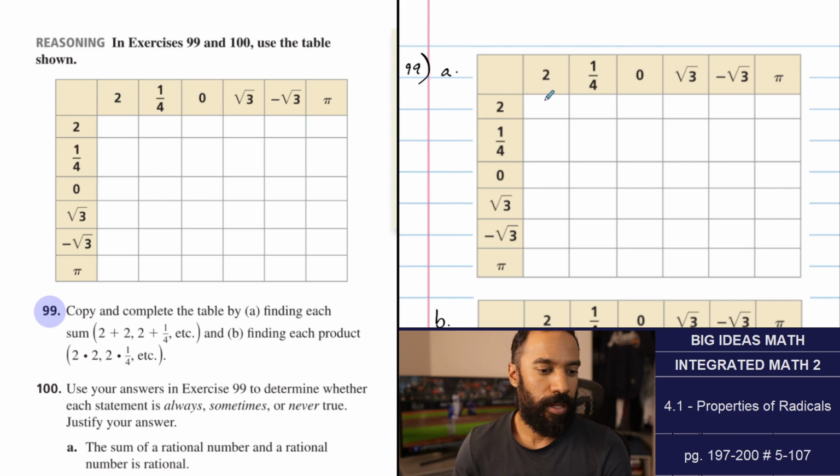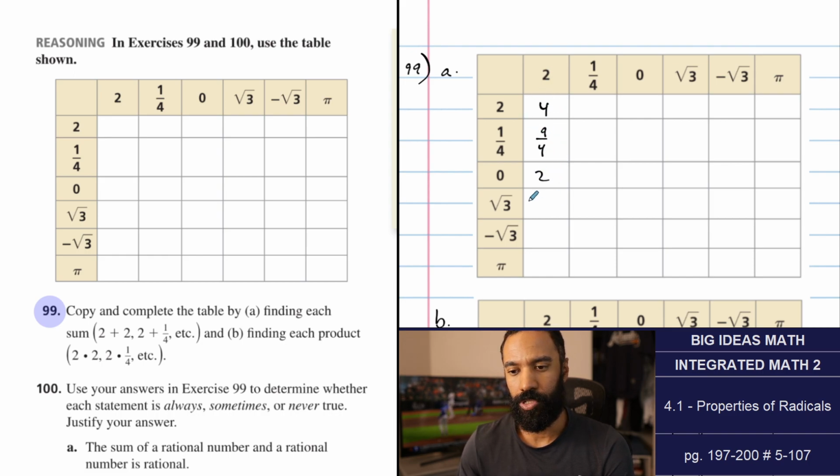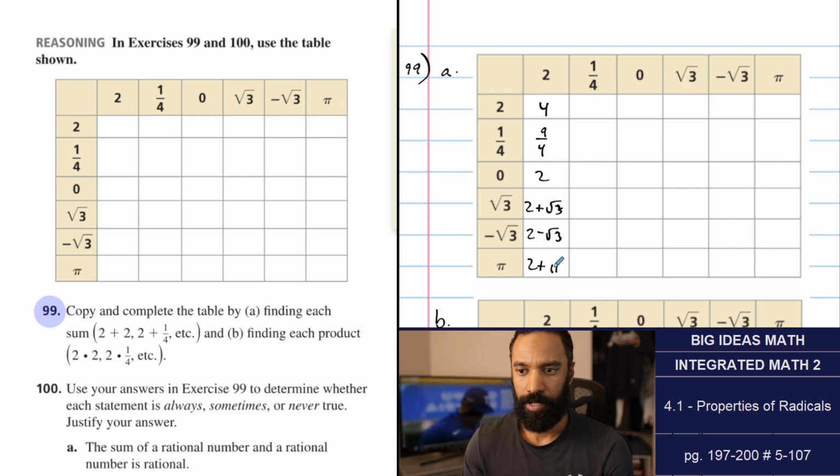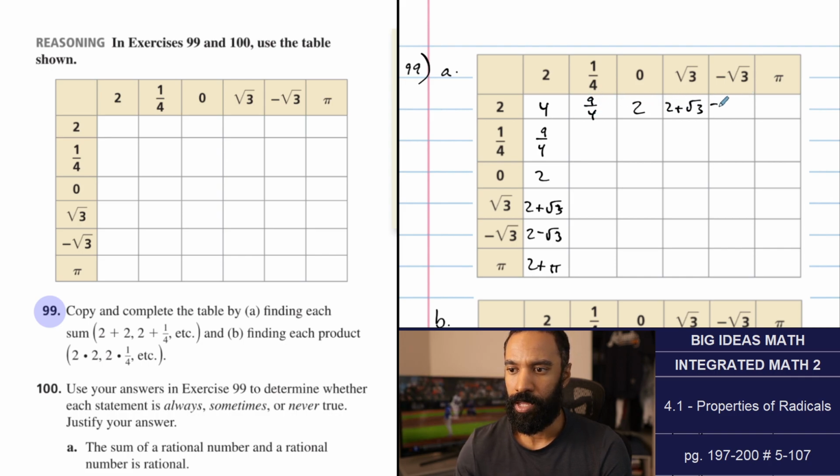All right, 2 plus, do they want mixed numbers? Okay, it's only one fraction. 8 fourths plus 1 fourth is 9 fourths. 2 plus 0 is 2. 2 plus root 3 is here. 2 plus negative root 3 is 2 minus root 3. 2 plus pi is here. 1 fourth plus 2, it's the same things twice, so I can just mirror this over here. So 9 fourths, 2 plus root 3, 2 minus root 3, and 2 plus pi.